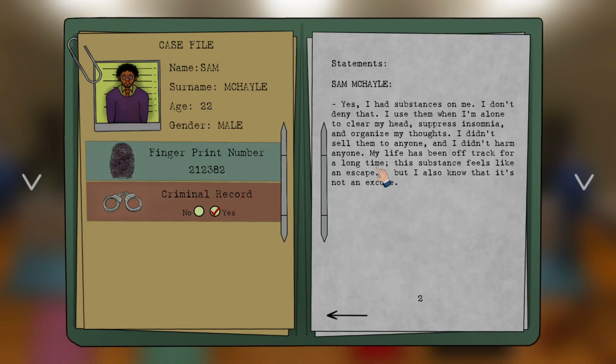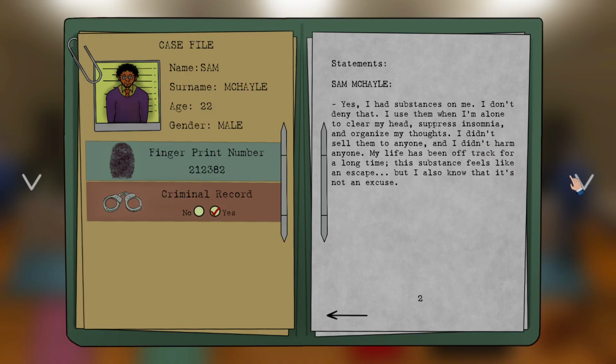Okay, so this is the statement. Yes, I had substance on me. I don't deny that. I use them when I'm alone to clear my head, suppress my thoughts. I didn't sell them to anyone, and I didn't harm anyone. My life has been off track for a long time. This substance felt like an escape, but I also know that it's not an excuse.